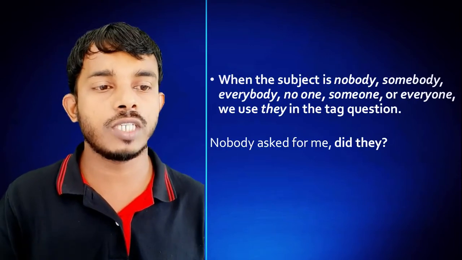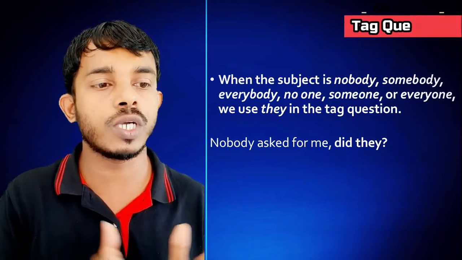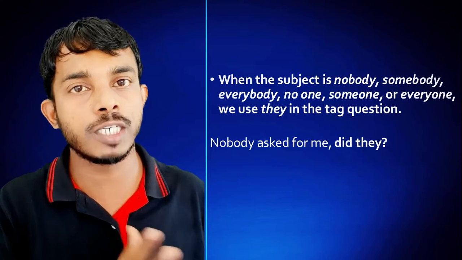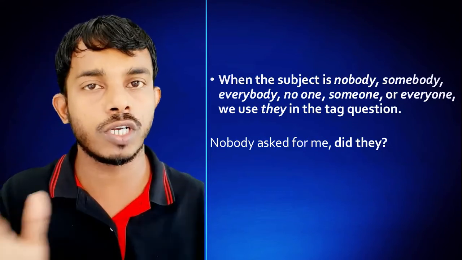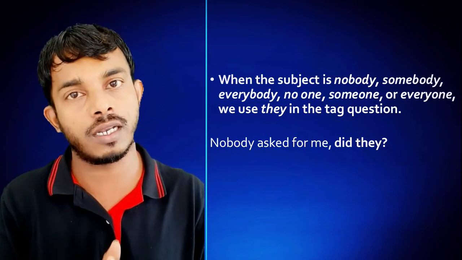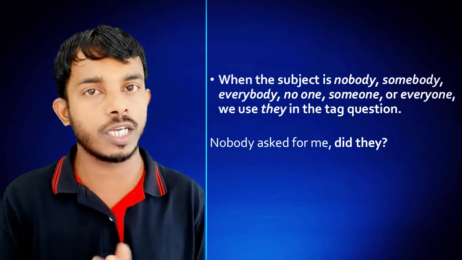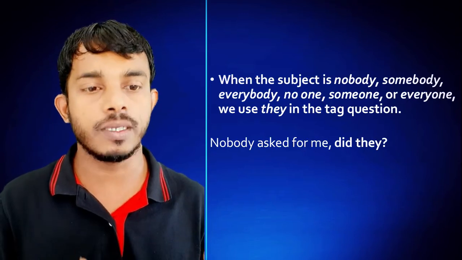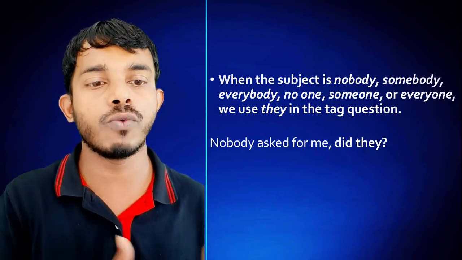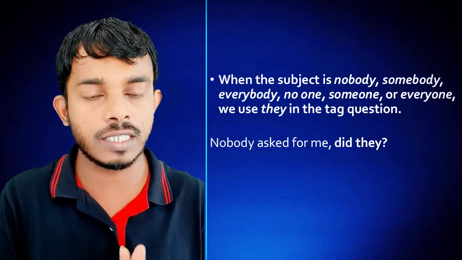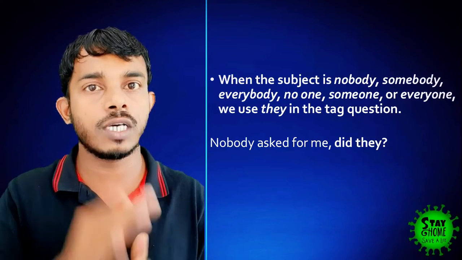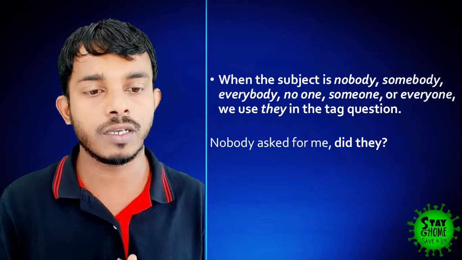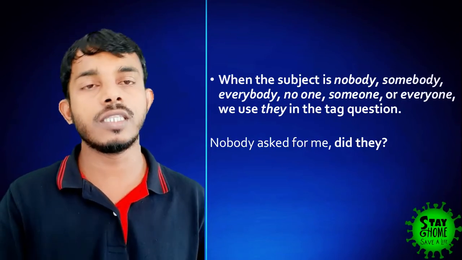Now when the subject is nobody, somebody, everybody, no one, someone or everyone, we use they in the tag question. These are indefinite pronouns. Those who don't know the pronouns very clearly, I have taken a class on pronouns in my channel. You can go and watch that, you will understand it very clearly. So when such words are coming as the subject in a sentence, the tag question pronoun will be they. Nobody asked for me, did they? Is the answer.